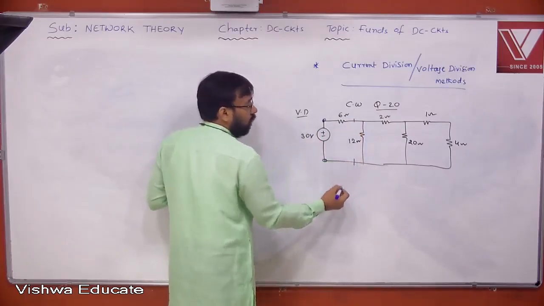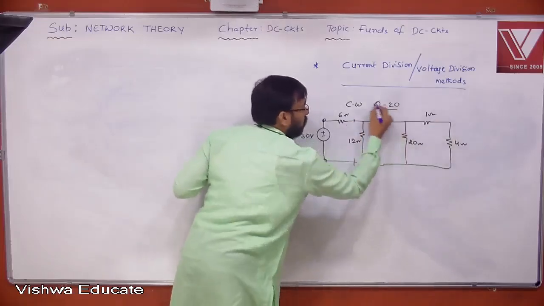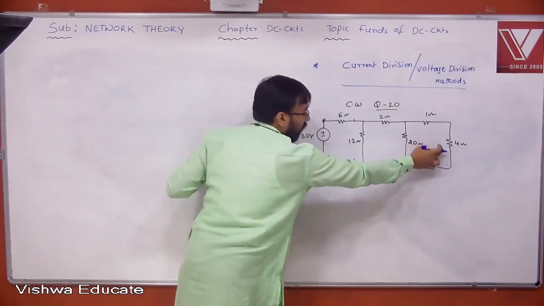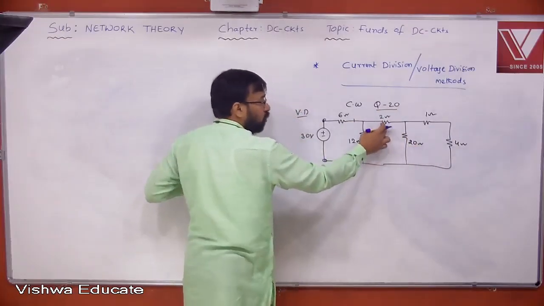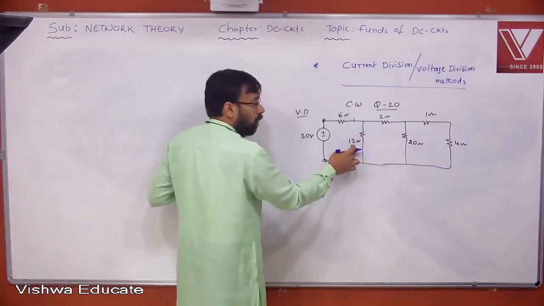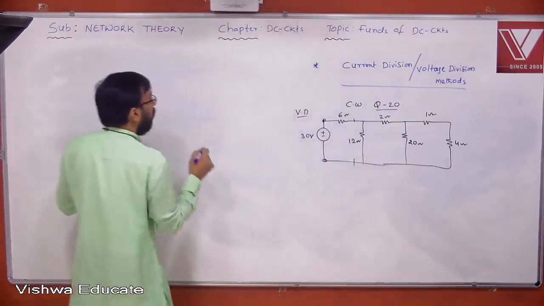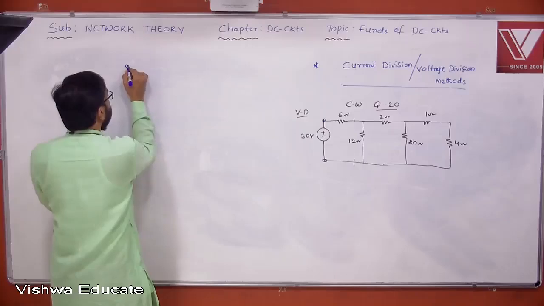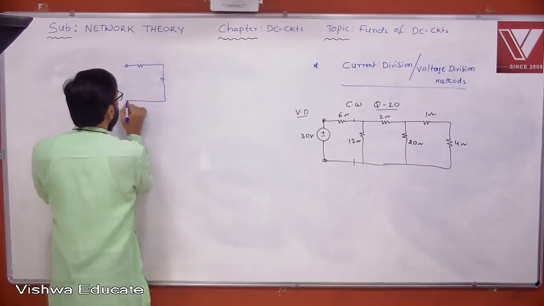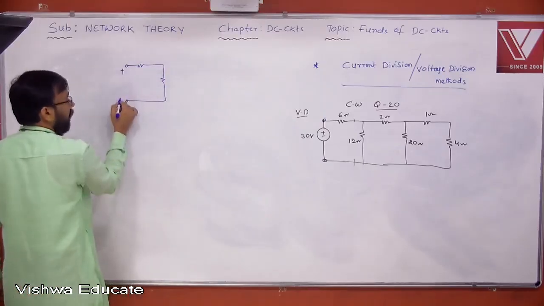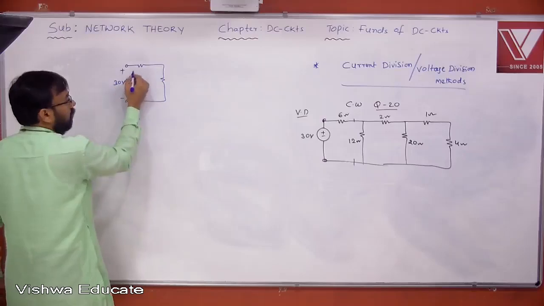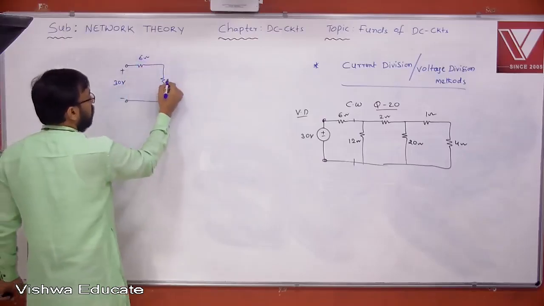Temporarily, I am reducing the network up to this particular portion. Okay. Then 1 plus 4, 5, 5 parallel 24, 4 plus 2, 6, 6 parallel 12, 4. Now 6 and 4 are in series. Yes or no? Temporarily, I am reducing the network something like this. This is 30 volt. Okay, this is 6 ohm and this is 4 ohm.